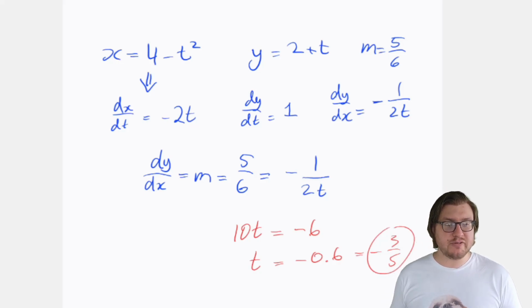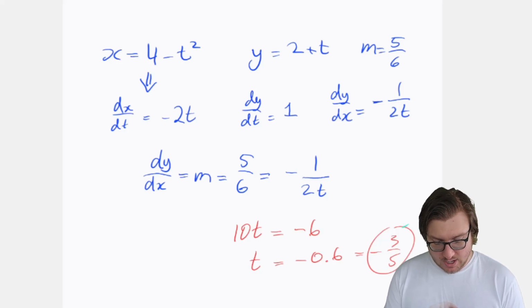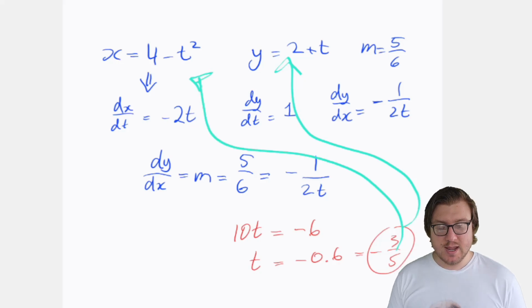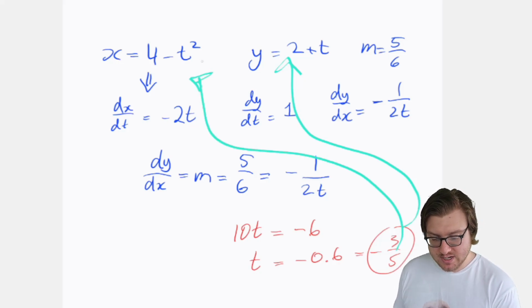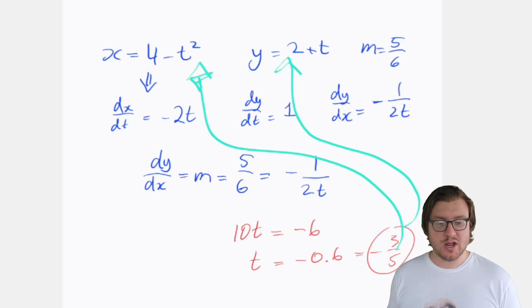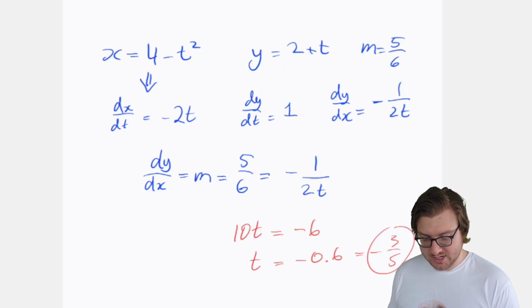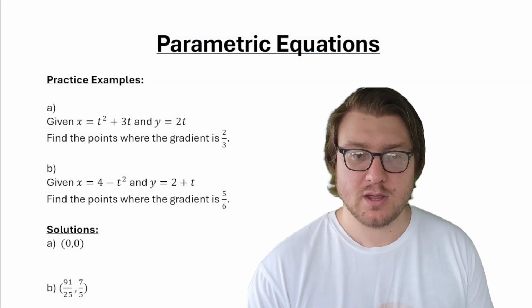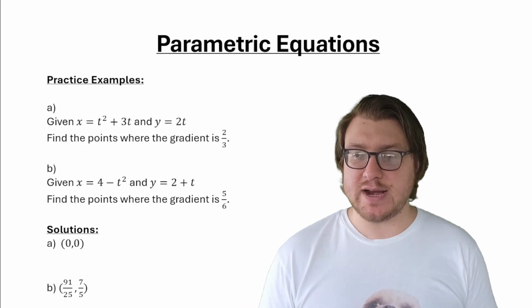So we now have a value for t. We now know what t is. But remember, we want the points. So make sure you substitute t back in. I'll leave this for the exercise to substitute these values back in. And I have given you already the solutions to this question, so you will be able to check your working. So at the bottom is our final answer over here.